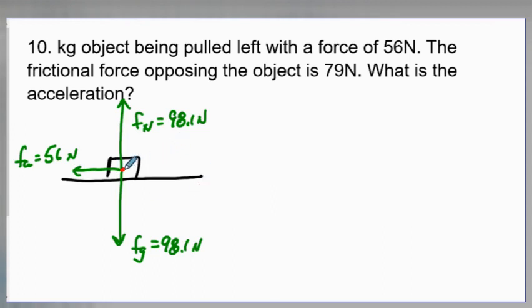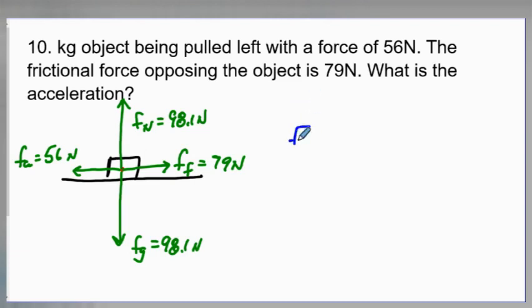And then I have a frictional force to the left. The frictional force is bigger than the applied force, but smaller than the gravitational and normal forces. So I've got to try and proportionally draw these things. So my force of friction is 79 newtons. Now I have a properly drawn free body diagram.